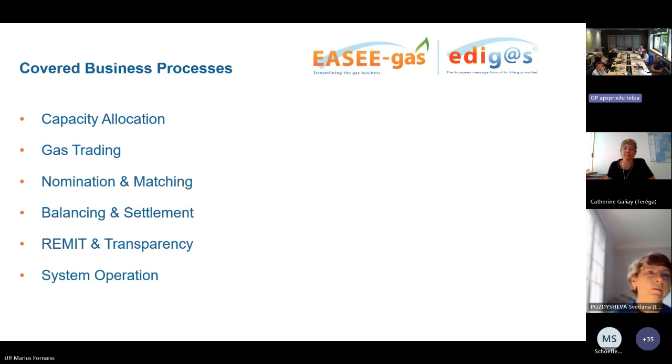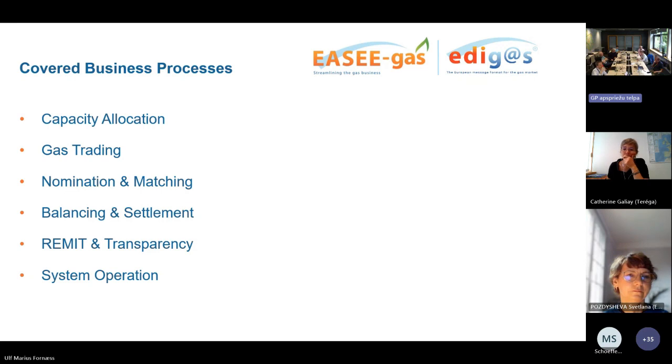So the business processes that the EASEE-gas message format is covering, some of them are very TSO based, like capacity allocation process, nomination and matching, which probably most of you know, and balancing and settlement. But we have also created messages that of course are used for gas trading and REMIT and transparency. So part of the REMIT reporting is also done with EASEE-gas messages.